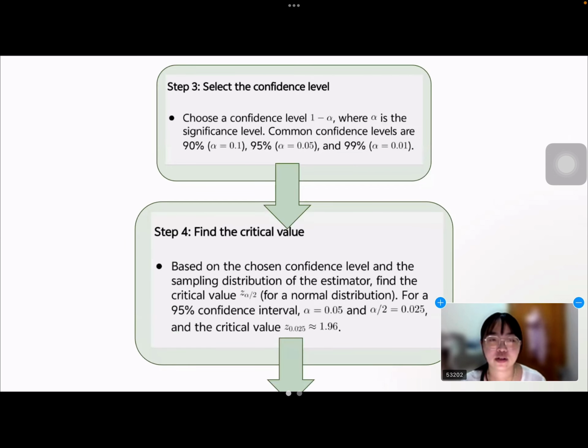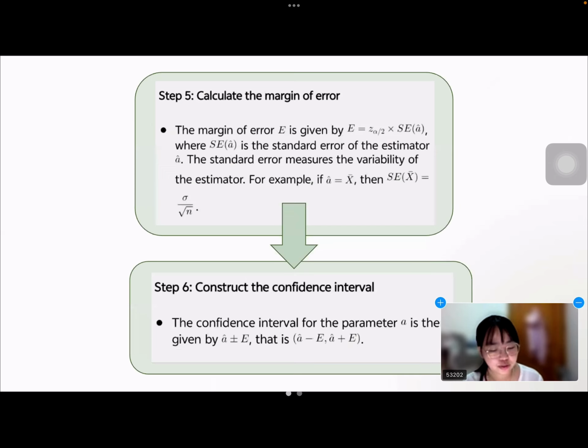And thirdly, we need to select the confidence level, like 99%, 95%, or something else. And step 4 is to find the critical value, and then we need to calculate the margin of error. After doing these 5 steps, we can construct the confidence interval. Okay, let's make the application.